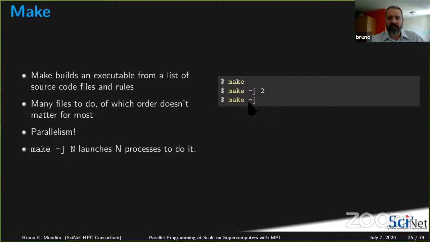Please don't do the -j on the login nodes. Be considerate with other people. You can use 4, maybe 6 or something like that, but not a very large number of cores, okay? So this is also a way of applying parallelism when you're building your code.